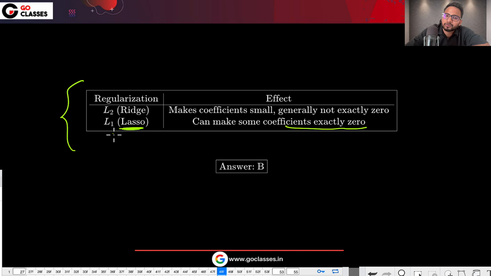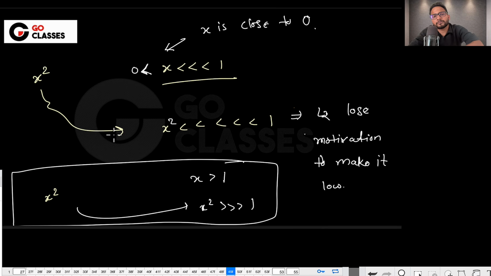I told you in the lecture also why L1 makes exactly 0 and why L2 doesn't. L2 is not really interested in exactly 0, but makes it small. If you remember, if some value is very close to 0, not exactly 0, but if you take the square of it, then it is so small that L2 loses the motivation to push it further down, right? But for L1, this is just |W|, so L1 still has the motivation to make it exactly 0.